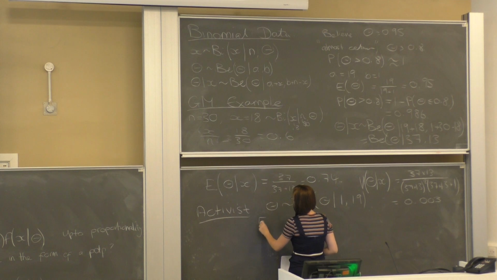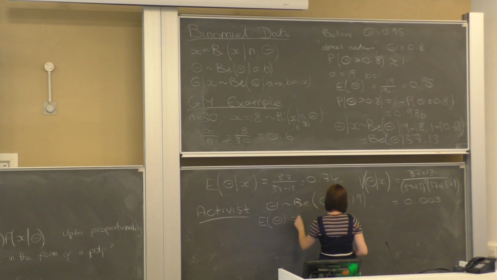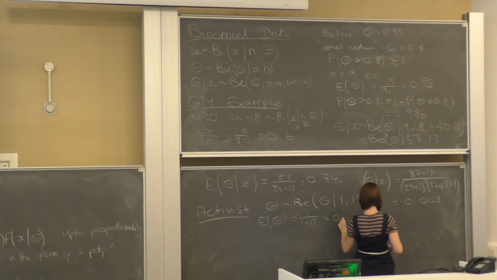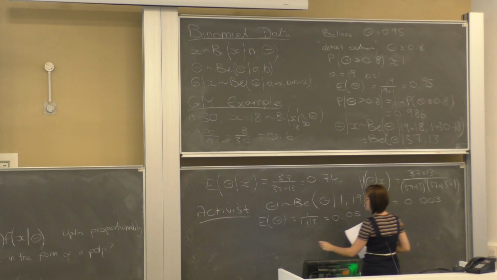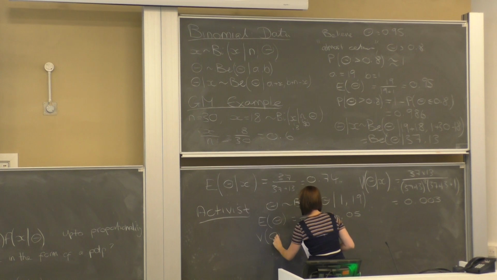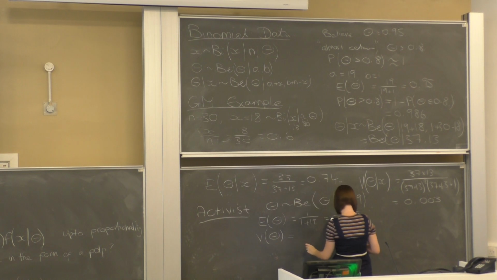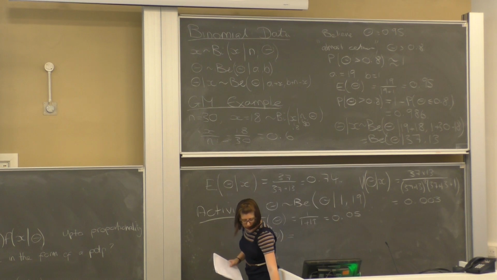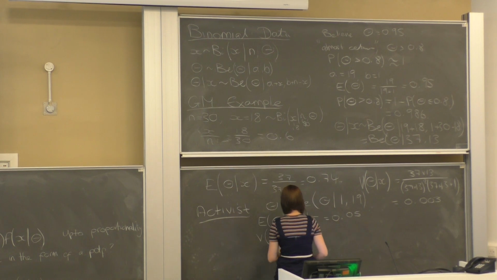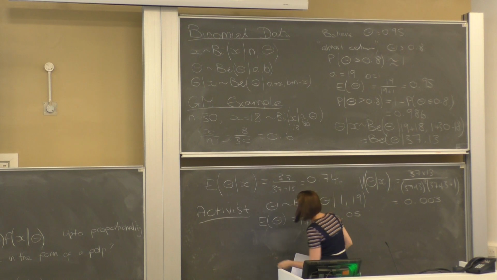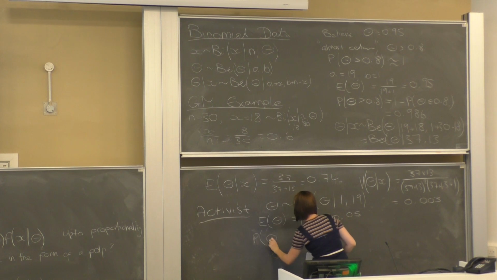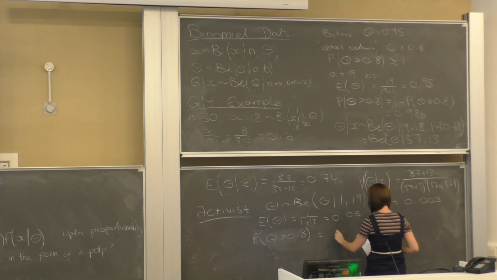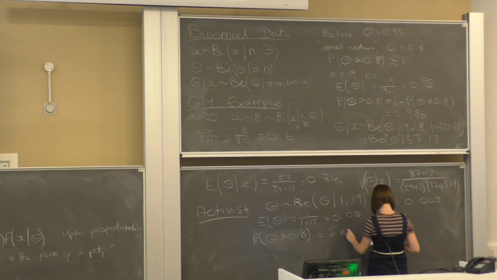So our prior expectation then, and their prior variance. Oh, we didn't look at the variance. We were looking at this probability of being greater than 0.8. So again, you can put that into R, and you get something that's really, really small.